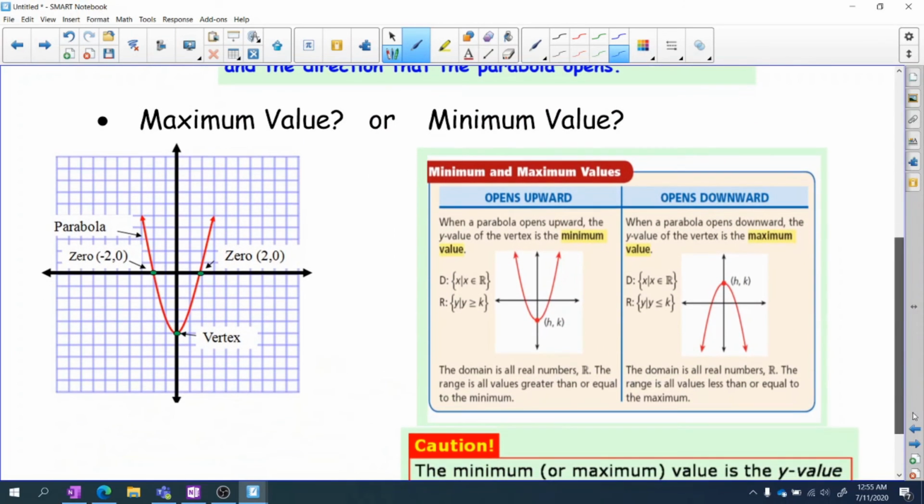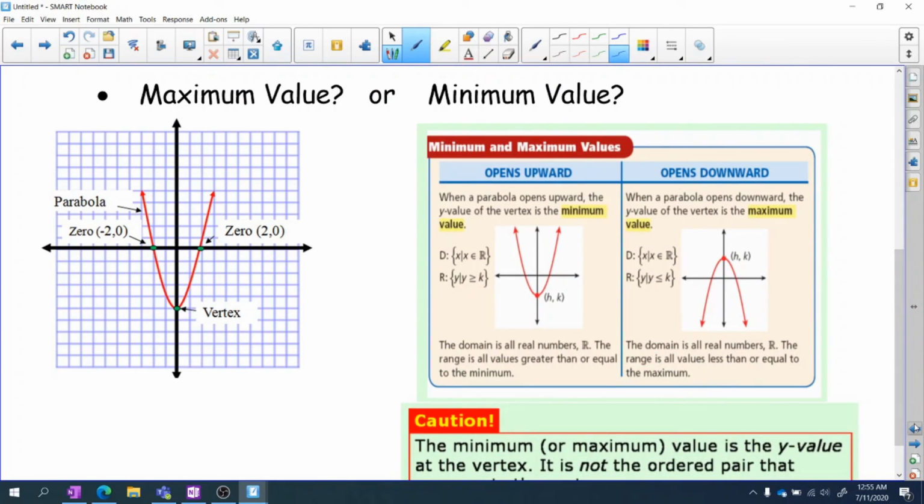So if a parabola or a quadratic function like this one over here opens up, I think you'd agree that the vertex is the lowest point on the graph. So if it opens up, we're dealing with a minimum value. If it opens down this way, like this one does, opens down, well then we've got a maximum situation. Now, when you're asked for the maximum or the minimum value, what we're looking for is the y value at the vertex. It's not an ordered pair.